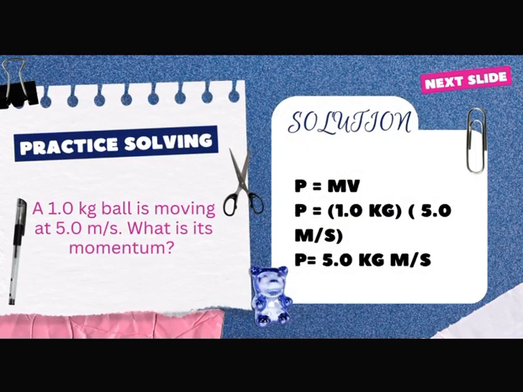A 1 kilogram ball is moving at 5 meters per second. What is its momentum? Using the formula p = mv, where m is the mass and v is the velocity. Our mass is 1 kilogram and our velocity is 5 meters per second. After that, we will multiply 1 kilogram by 5 meters per second. That's why we get 5 kilogram meters per second.